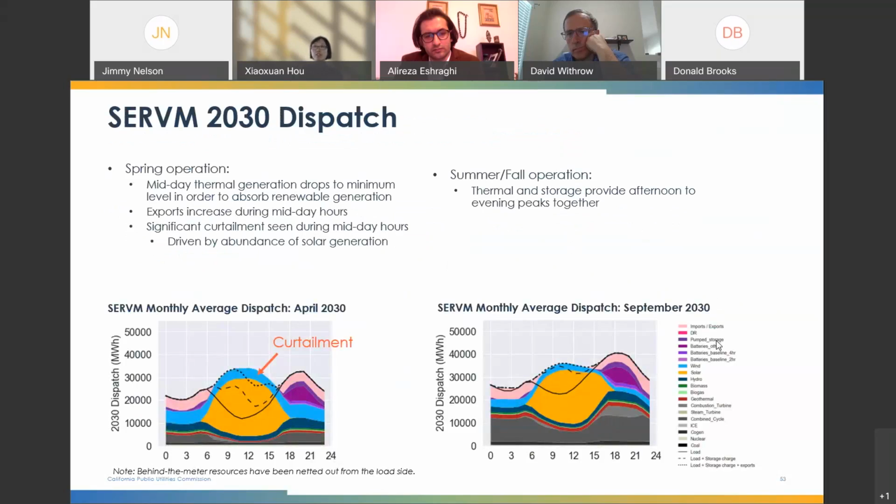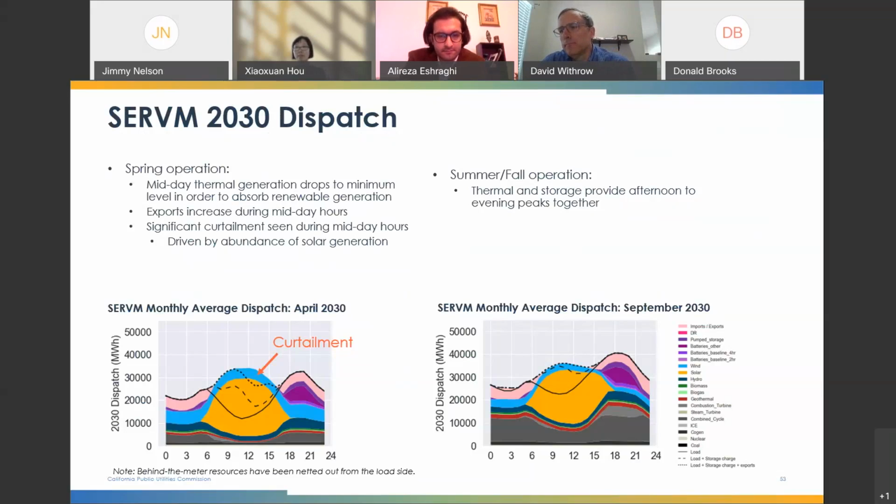So this slide shows SERVM's 2030 dispatch, again, showing April and September. The September dispatch plot on the right looks pretty similar to the reliability graph we just looked at. So I will focus on the left, which is showing SERVM's 2030 April dispatch. This is when the system enters into a world where you have a lot of renewable oversupply, especially during the middle of the day. And you're seeing thermal generation getting pushed down to minimum.